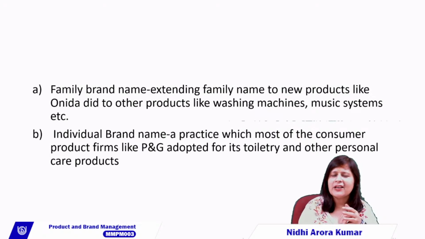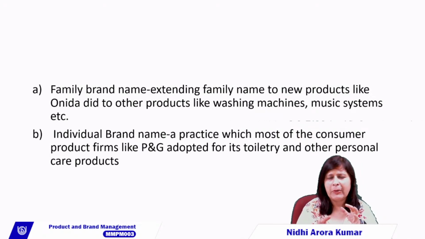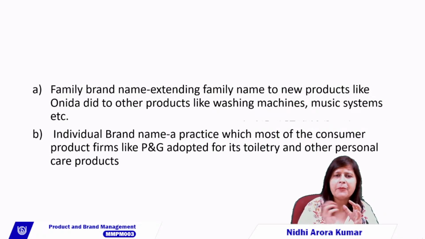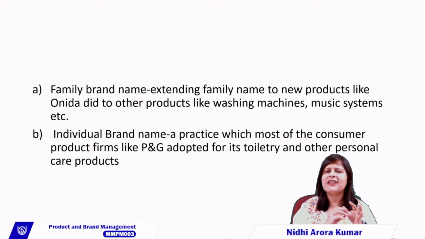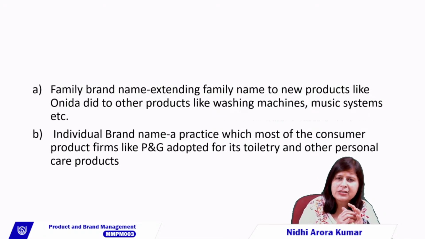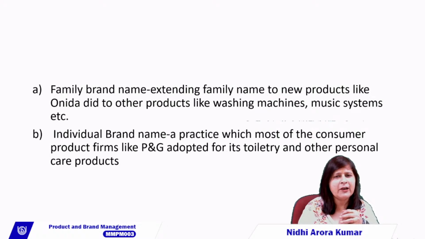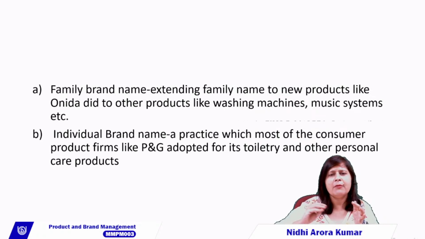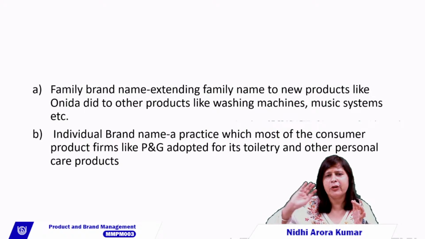Whenever a new product is introduced to the market by a company, they extend their family name to that product, like Onida, right? The first product of Onida was the TV. Then Onida added new products like a washing machine with the brand name Onida, and a music system with the brand name Onida. This is known as the family brand name. That is, the same brand name has been extended to every product, right?